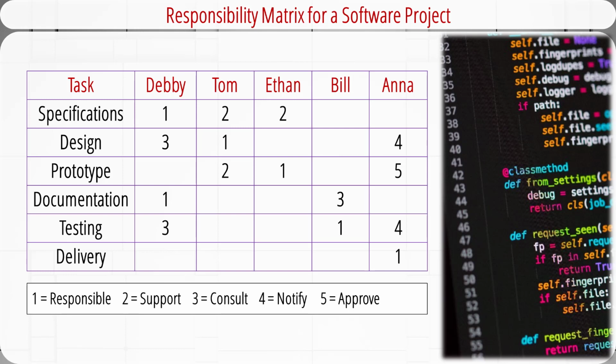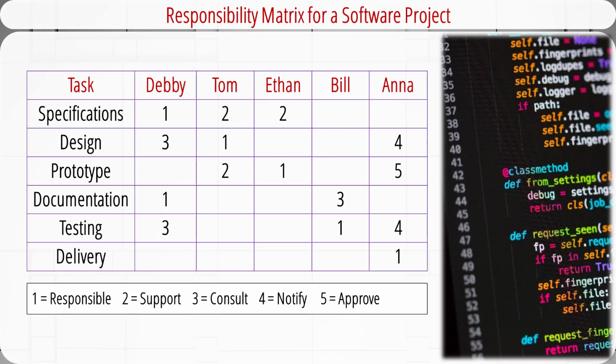This is the responsibility matrix for a software development project. It involves 6 deliverables and 5 employees. There are 5 different responsibilities instead of 2. For the first deliverable, specifications, Debbie takes the lead and is responsible for working with the client and writing up the specifications. She will be supported and assisted by Tom and Ethan.